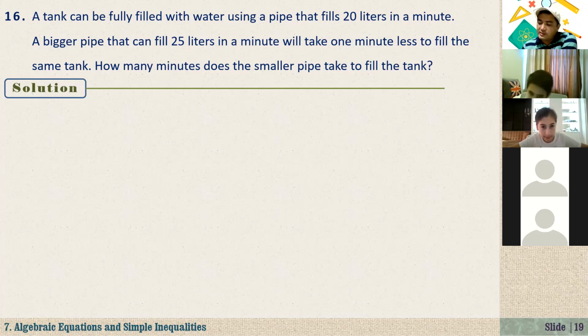Anyway, in this question, it says that a tank can be fully filled with water using a pipe X that fills 20 liters in a minute. So again, it's a kind of distance, speed, time problem. It's very similar to the question we have done, but instead of distance, here we have tank volume. And the rate, the speed here, is liters per minute. And time is just time. So suppose that that is our tank.